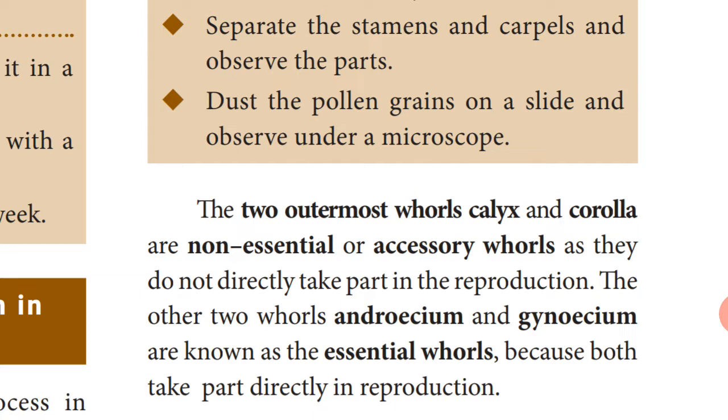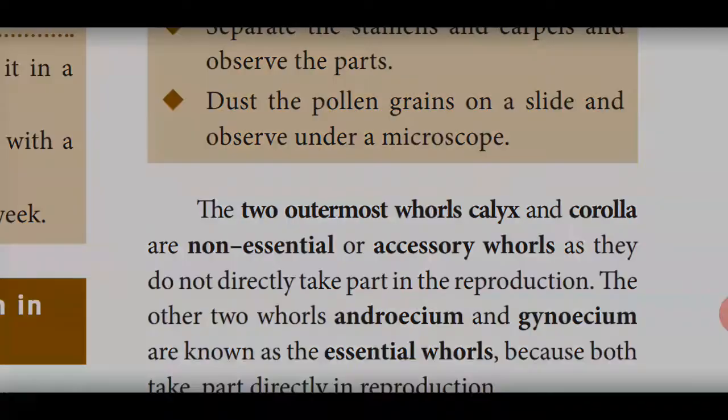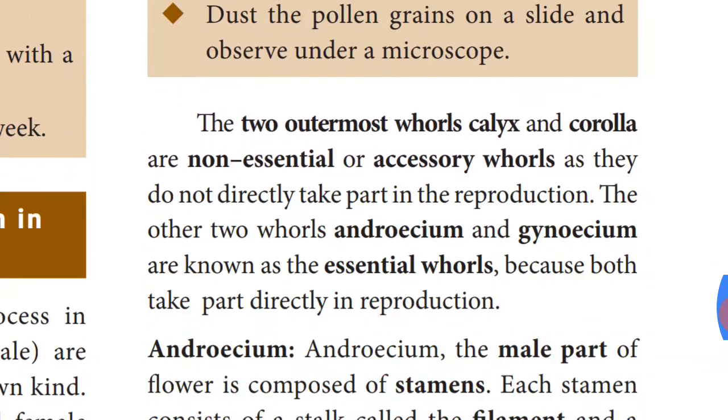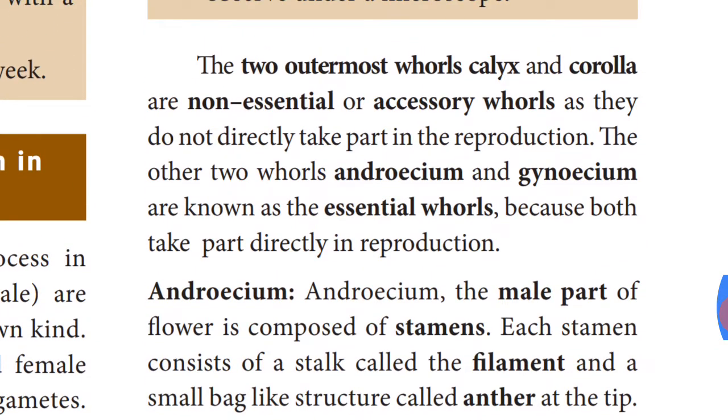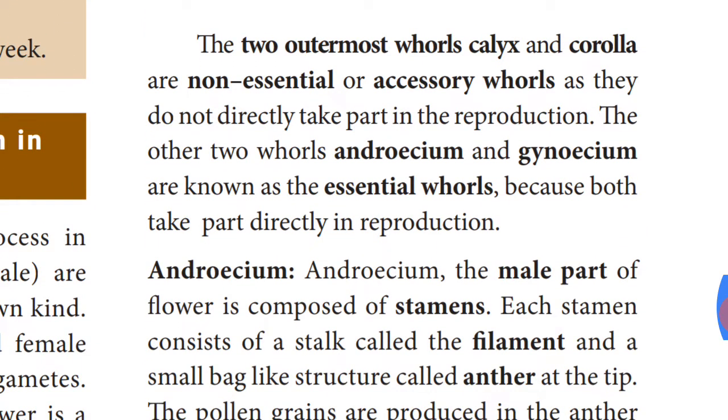And the next one, corolla. It is a colorful part. The petals are the colorful part, as we know very well. These petals attract the insects for pollination. So these are the functions of calyx and corolla.